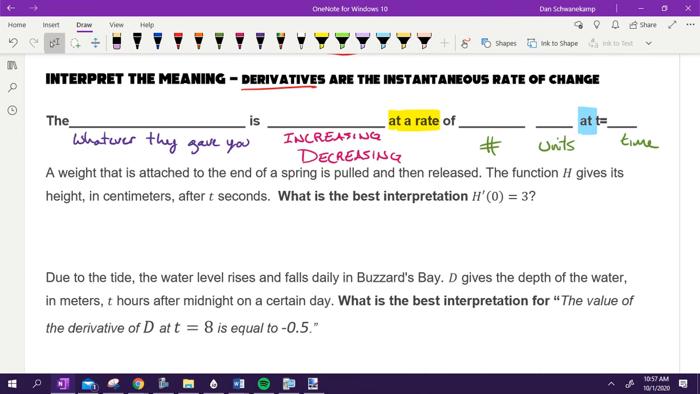A weight that is attached to the end of a spring is pulled and then released. So imagine what you got here. I'm just going to draw you a picture so you see it. You've got this spring here. You've got a weight. You pull that weight down, you let it go, the height is going to change because it's moving. The function h gives its height in centimeters after t seconds. What is the best interpretation of h prime of 0 is equal to 3?